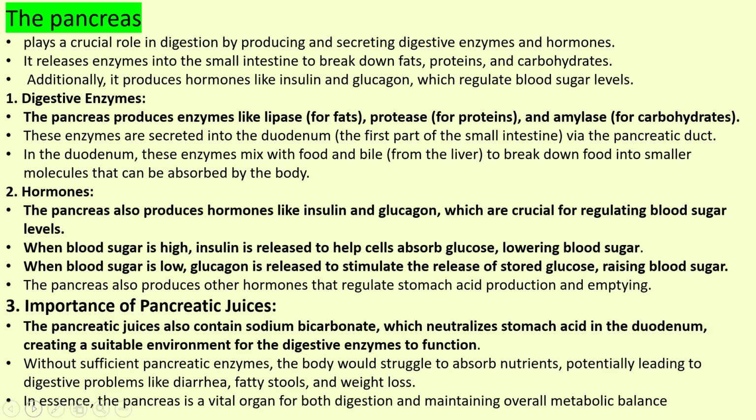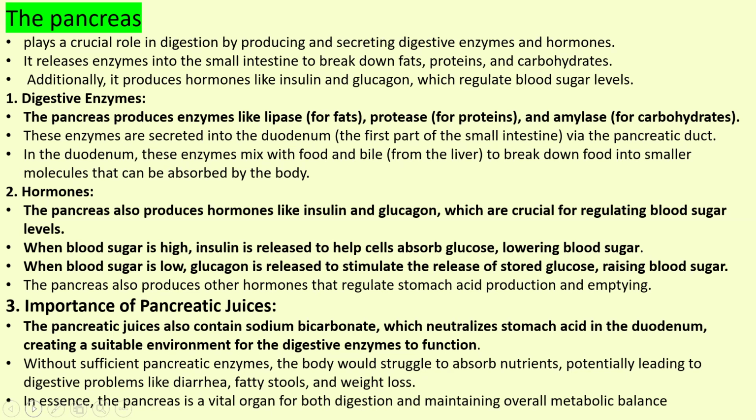They go to the first part of the small intestine with the help of the pancreatic duct, and when they go into the duodenum, these enzymes mix with food and bile, which comes from the liver, to break down food into smaller molecules. Then it is absorbed with the help of blood and lymph and assimilated to different body parts to do vital activities, all different types of activities.